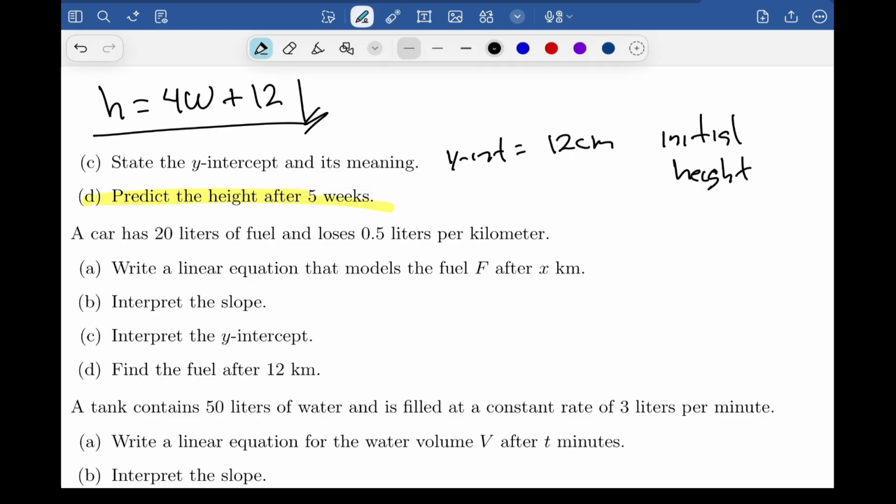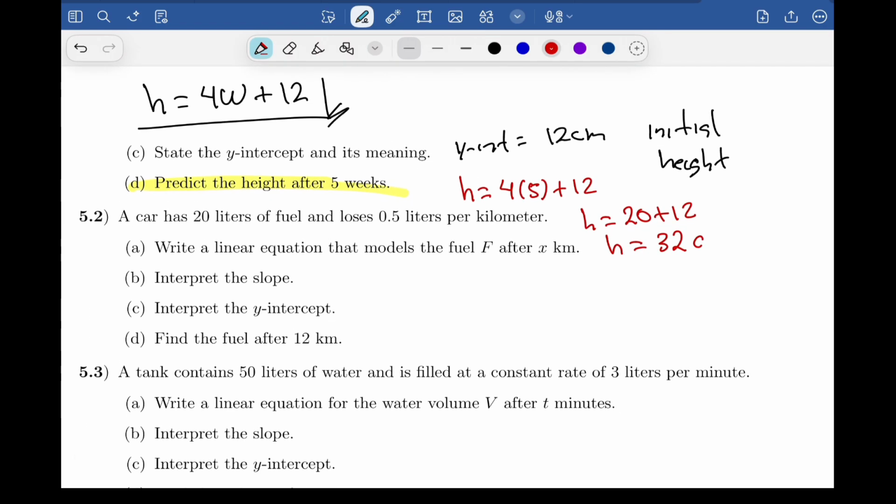So basically we have this. The height is 4 times 5 plus 12. So the height is 20 plus 12. The height is 32. We need to check, I suppose that this is centimeters, and that's it.